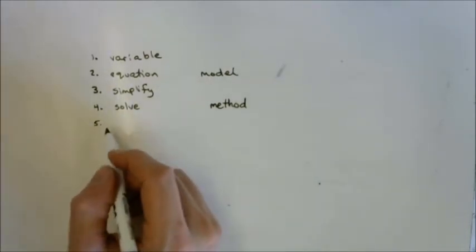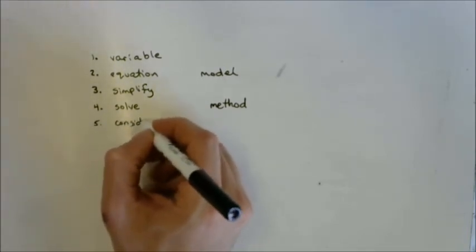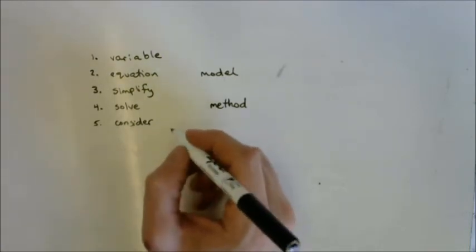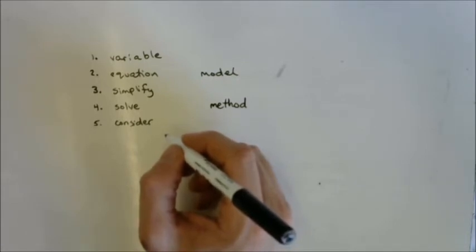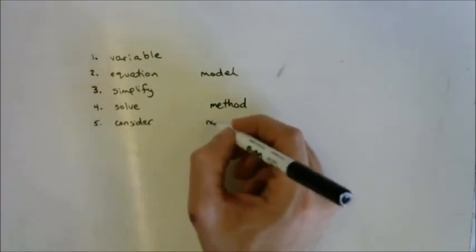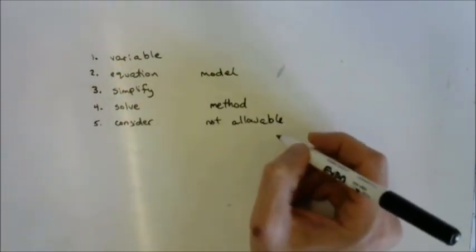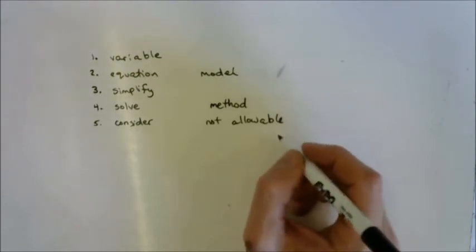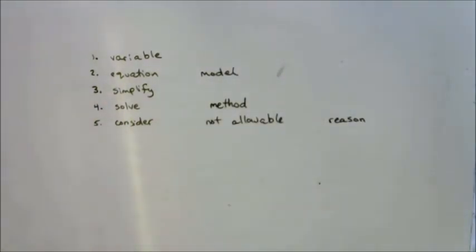Step 5, you are going to consider any solutions that are not allowable. Consider any solutions that are not allowable. Is that a word? Allowable? And then provide appropriate reason. Is allowable a word? Yes. Just wrote it, so. It's a word. Well, not necessarily. What does that mean?